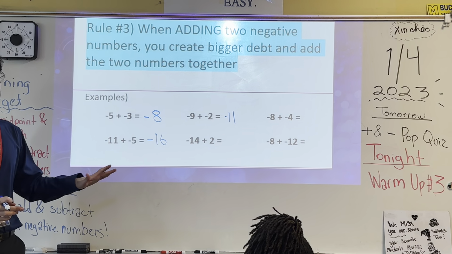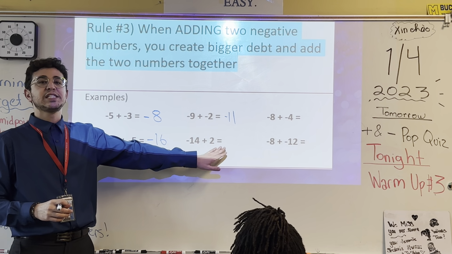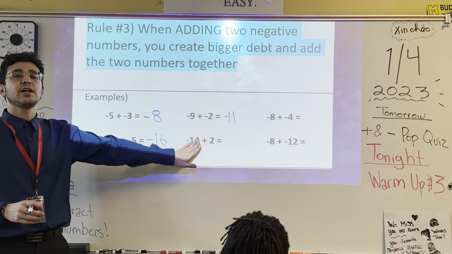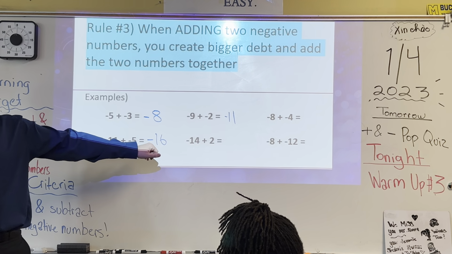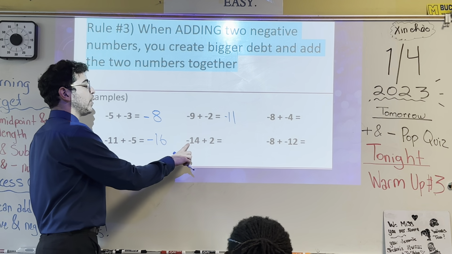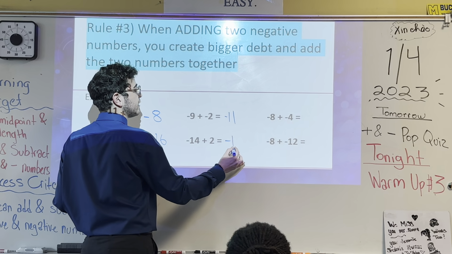-14 plus 2. Is this 2 negative? No, it's positive, so it ends up taking away from your debt. What's 14 minus 2? 12. Which sign wins, the negative or the positive? Negative. The negative wins.